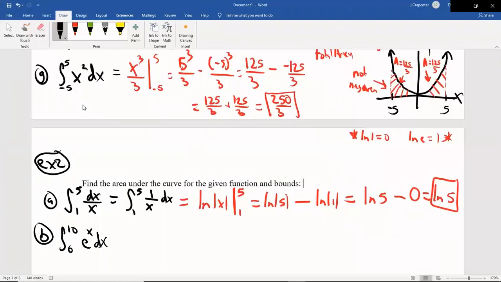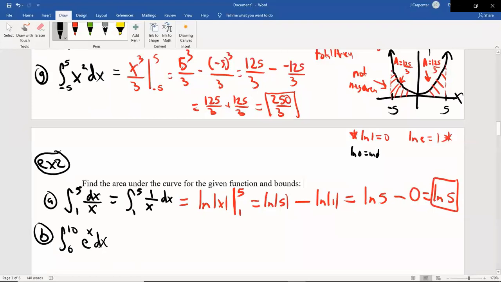I'm also going to remind you that the natural log of 0 is undefined. You can only take the natural log of positive numbers. You can't take the natural log of a negative. You can't take the natural log of 0. Natural log is only defined for positive values, hence the absolute value needed. Because I could say to evaluate the area under the curve of 1 over x dx from any number to any number, I just can't make the upper or lower bound 0.